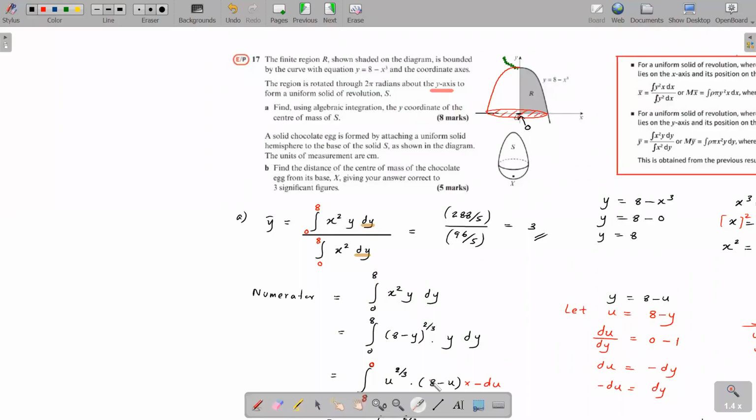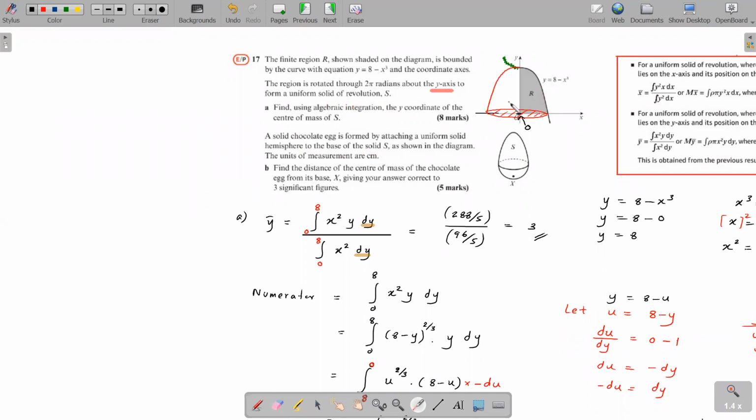Okay, guys. So now we've done part A. Moving on to part B. They say a solid chocolate egg is formed by attaching a uniform solid hemisphere to the base of the solid S as shown in the diagram. The units of measurements are centimeters. Okay, so they are saying a solid chocolate egg is formed by attaching a uniform solid hemisphere to the base of the solid S. So guys, solid S is what we have over here, right?